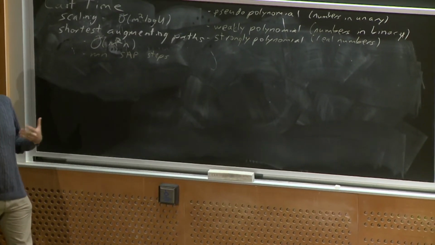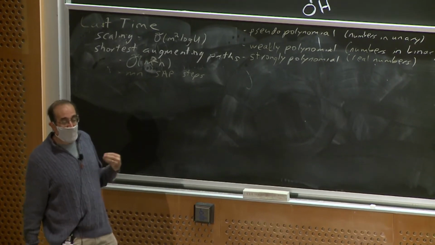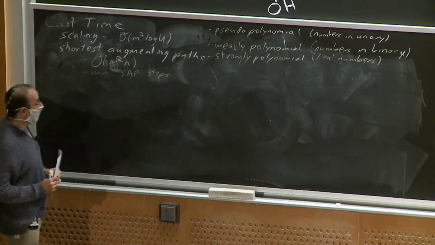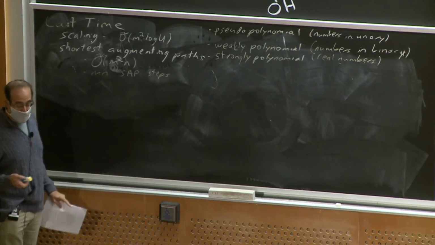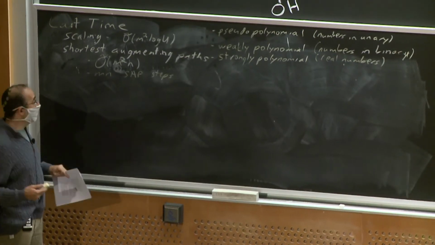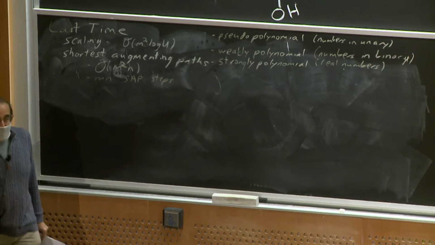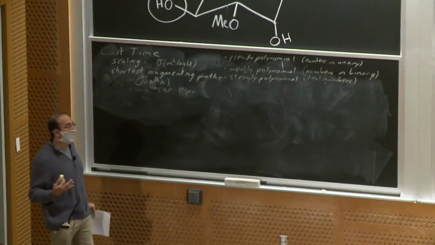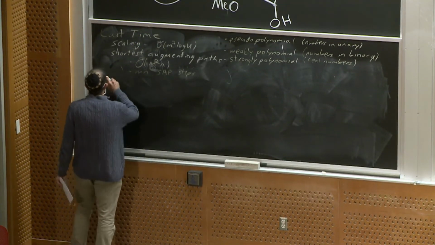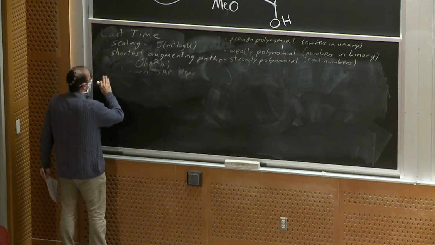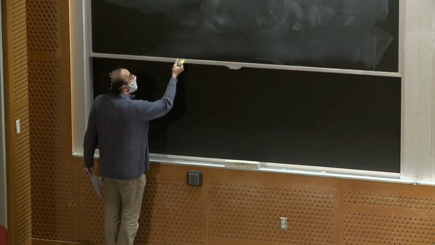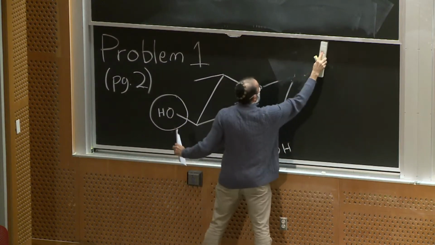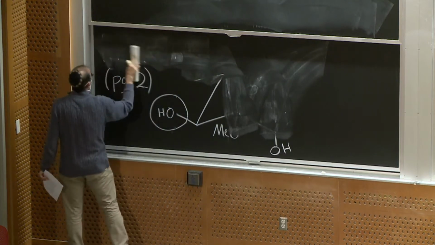So it might be nice to have the best of both worlds, to be able to get a good polynomial that is also a strong polynomial, or just in general to get better time bounds. And so the last thing that we talked about on Wednesday was a way to improve on these shortest augmenting path algorithms by getting more benefit from the shortest augmenting path calculations that we were performing. I introduced you to this idea of blocking flows.